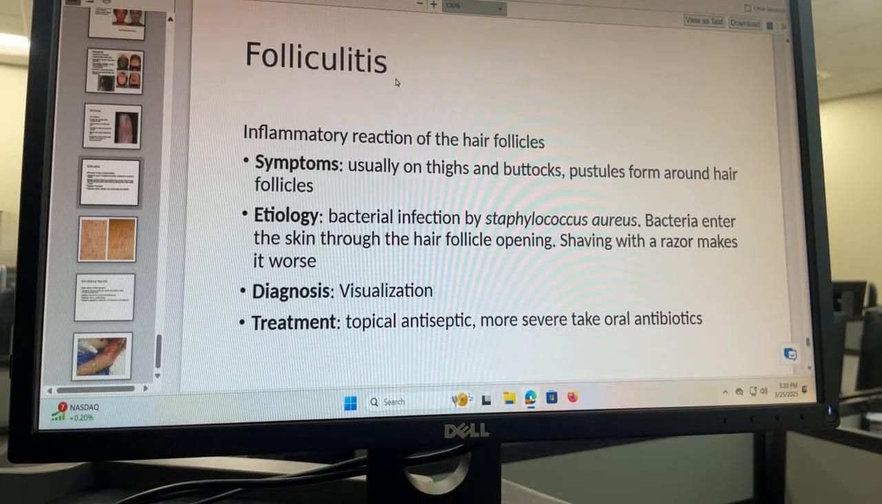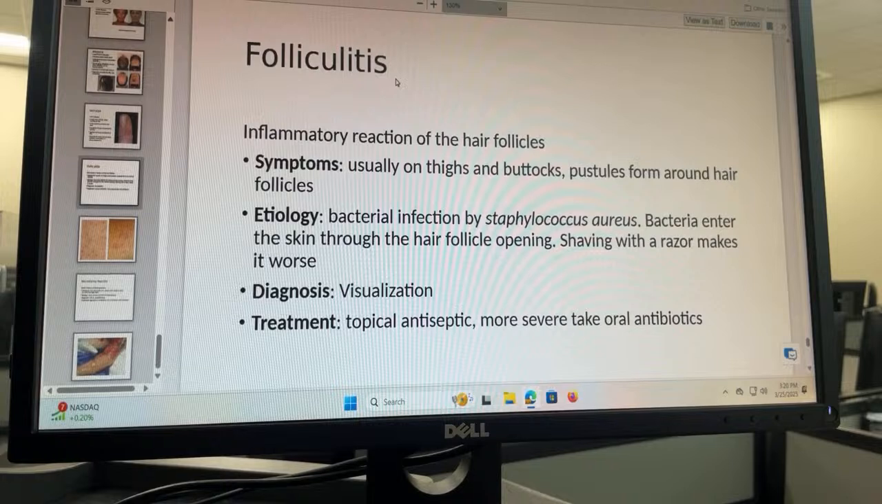So etiology, bacterial infection by Staph aureus, so staph infection. The bacteria can enter through the skin, through the hair follicle opening. A lot of men get this when they shave their beard. So using a razor tends to make it worse because they make microscopic little cuts in the skin, and the bacteria just get in there and go haywire. So the beard is another common place for this. Diagnosis is just visualization as well.